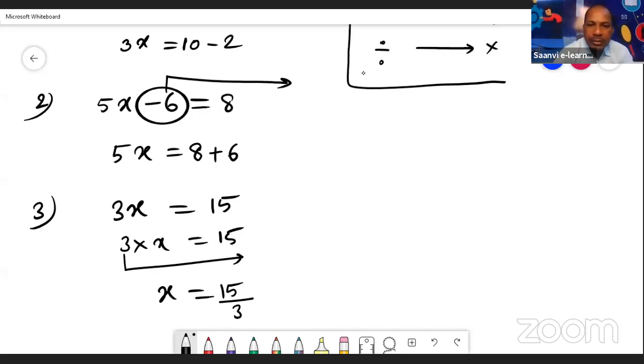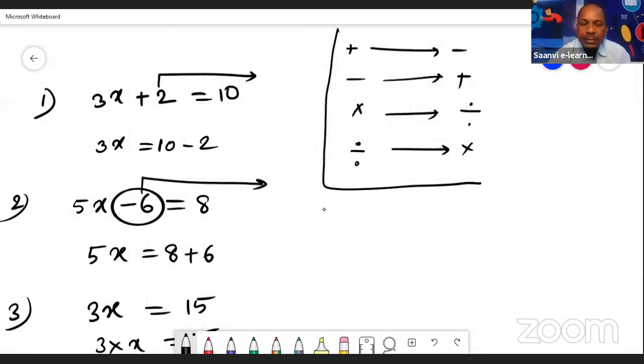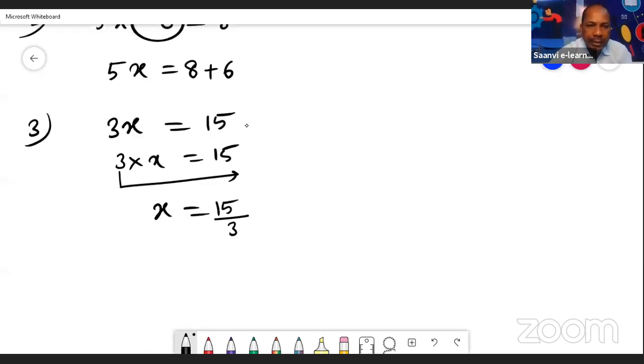Why? Because just now we have discussed that when we transpose the terms from LHS to RHS, into quantity becomes division quantity. So here also 3 is multiplying x. So when this 3 is sent this side, it will divide. So 15 by 3.